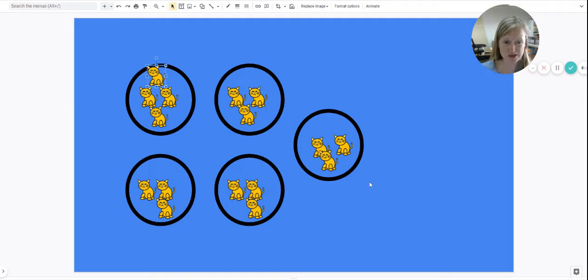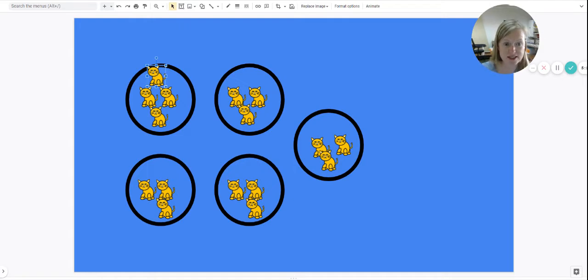Do we now have equal groups, boys and girls? No, you're correct. They're not equal. They are unequal because the first group has 4 cats and the other groups all have 3 cats in them. So we have a set of unequal groups.